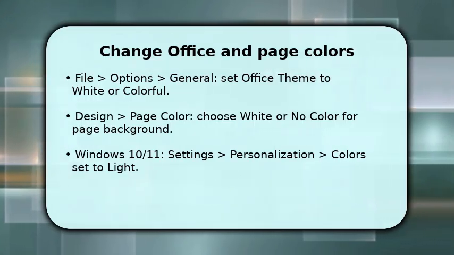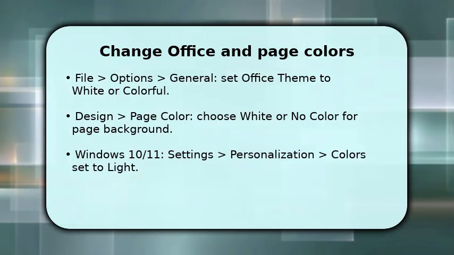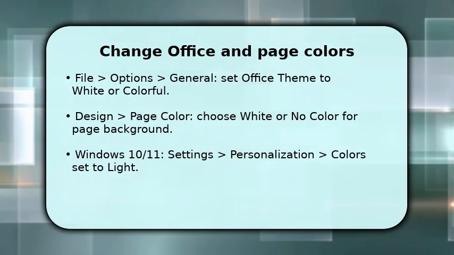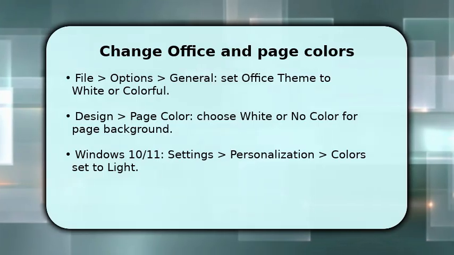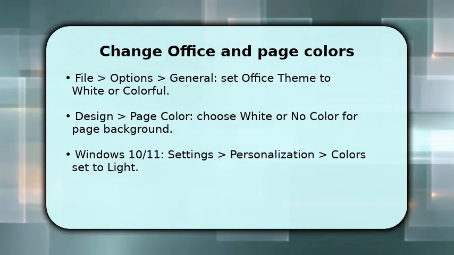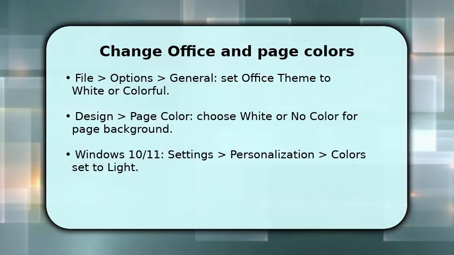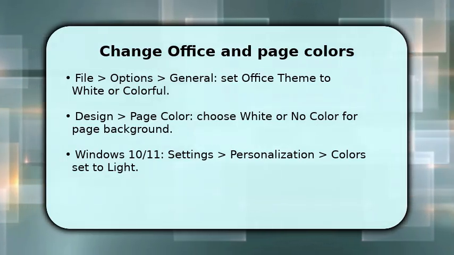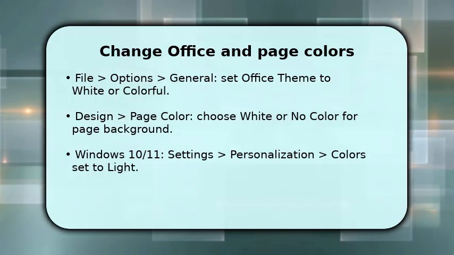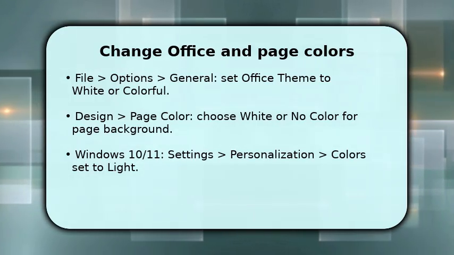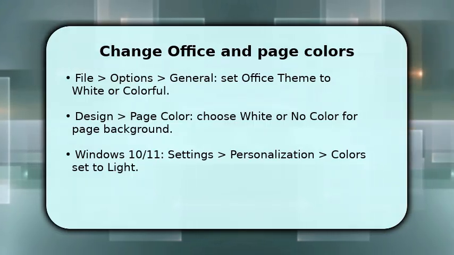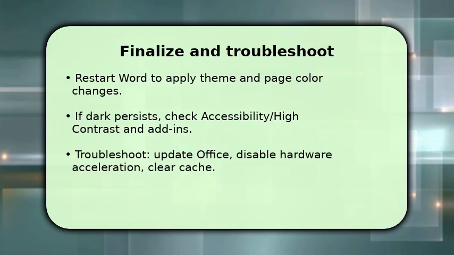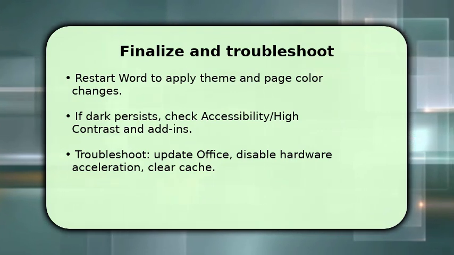Once done, go to the Design tab and pick page color to white or no color so your document canvas shows a light background. Also make sure Windows Settings, Personalization, Colors uses light for default app mode, because system-level dark mode can override some app elements. Then finish by closing and reopening Word so theme and page color changes fully apply. Sometimes the UI needs a restart.